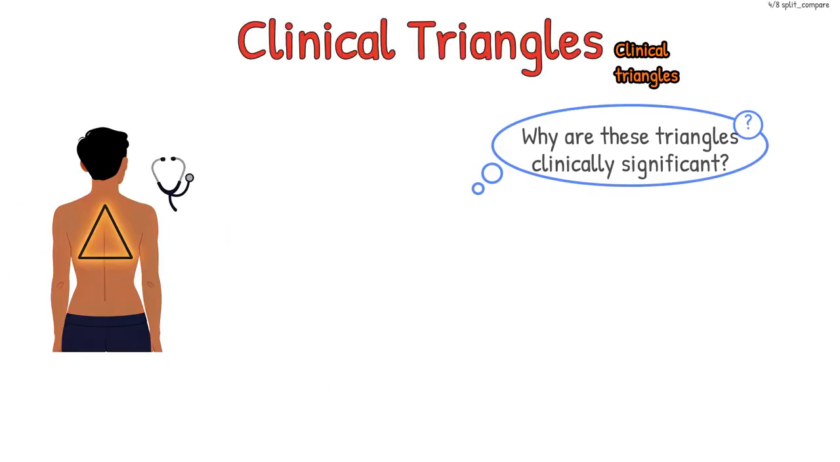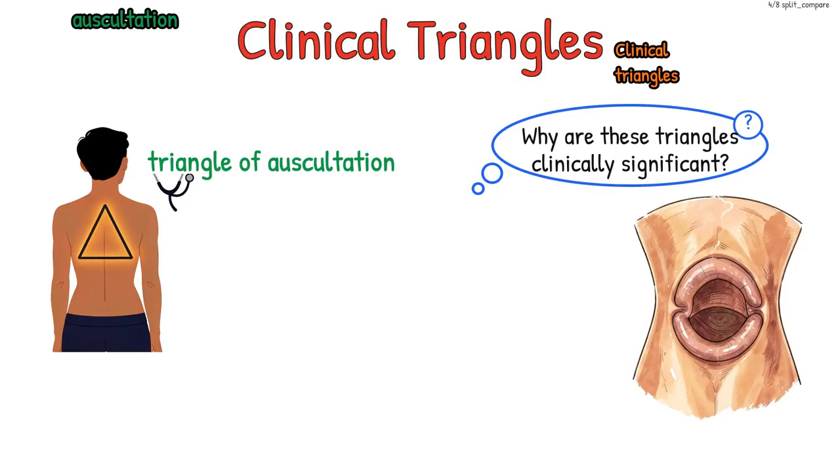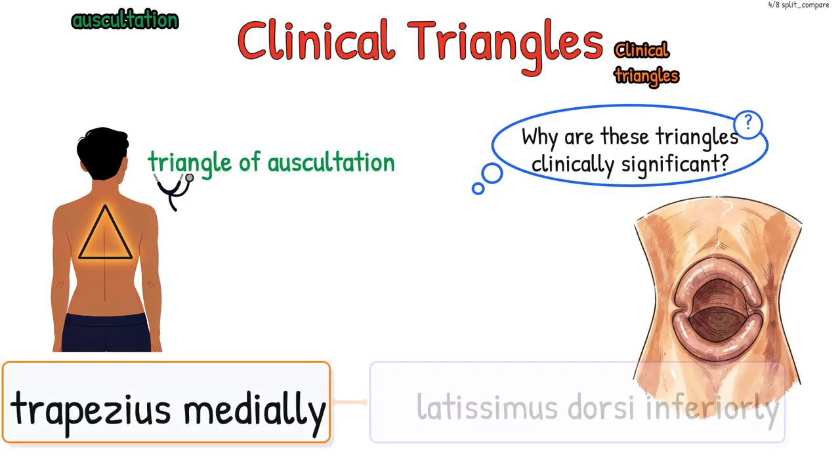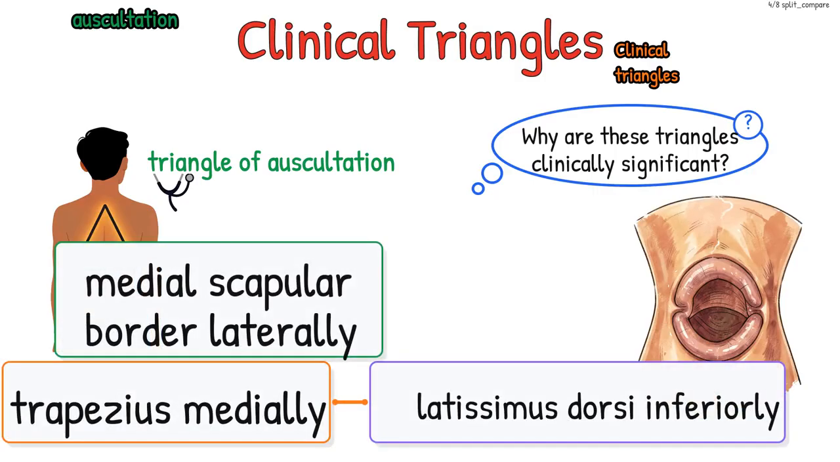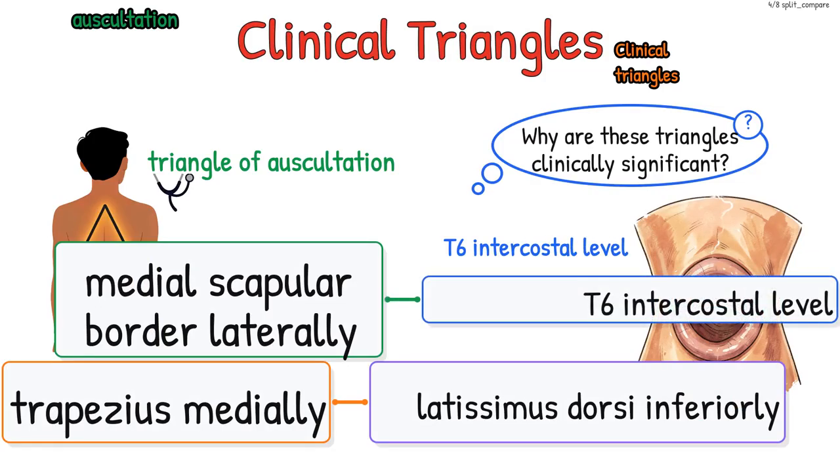Clinical triangles include the triangle of auscultation, bounded by the trapezius medially, latissimus dorsi inferiorly, and medial scapular border laterally. This space at the T6 intercostal level allows optimal breath sounds auscultation because muscles are thin here. The lumbar triangle, also called triangle of Petit, is formed by the latissimus dorsi posteriorly, external oblique anteriorly, and iliac crest inferiorly. It's a potential site for herniation and is palpable above the iliac crest.